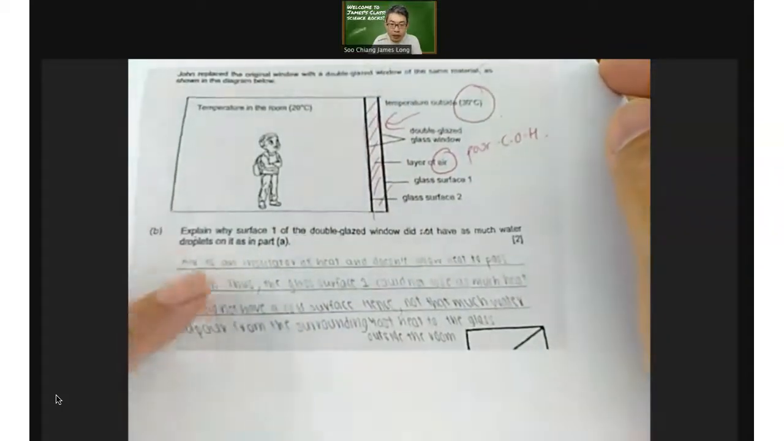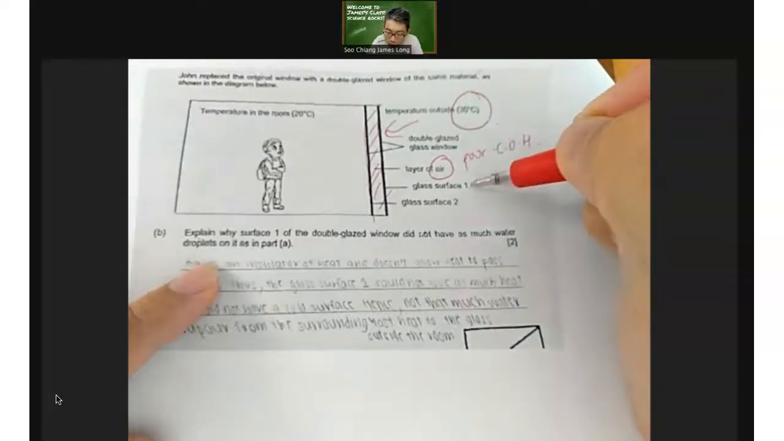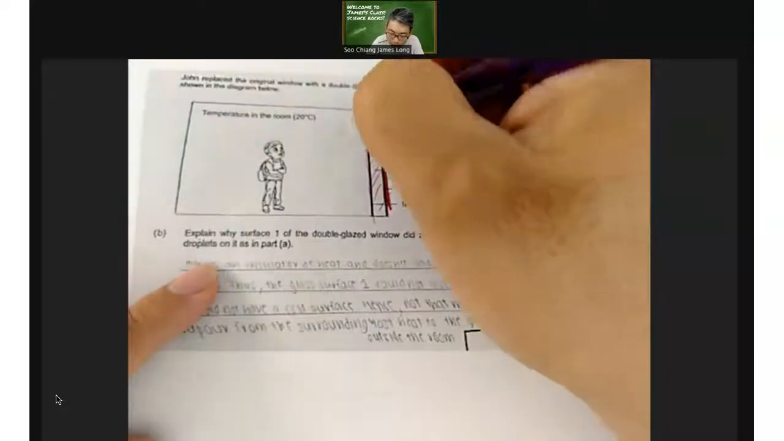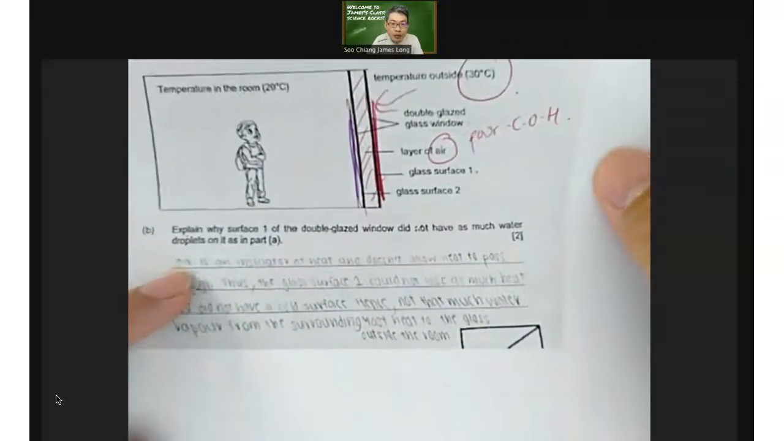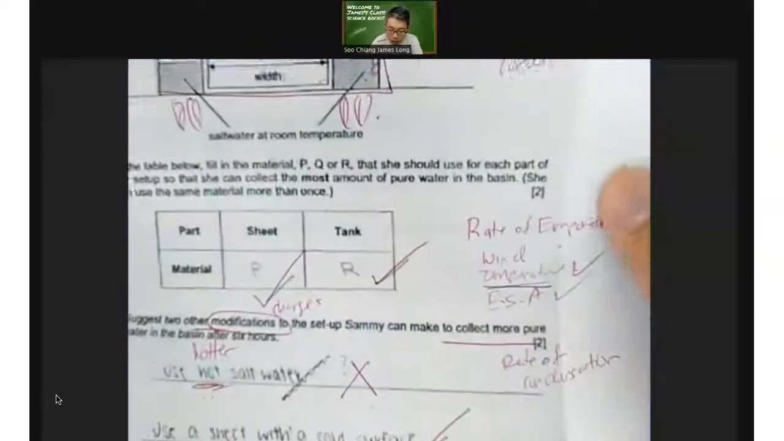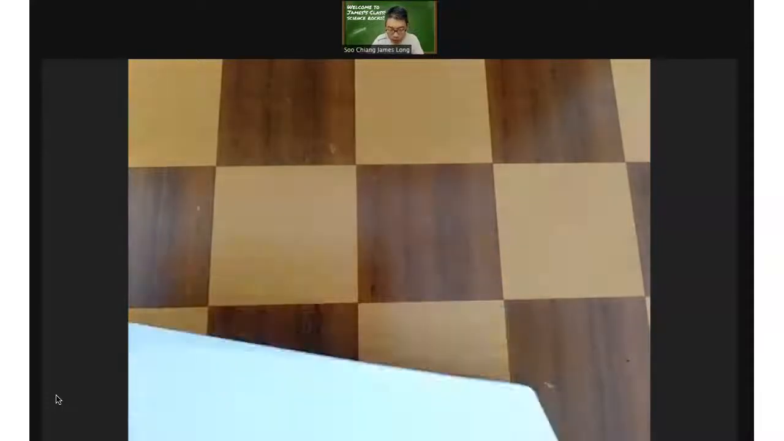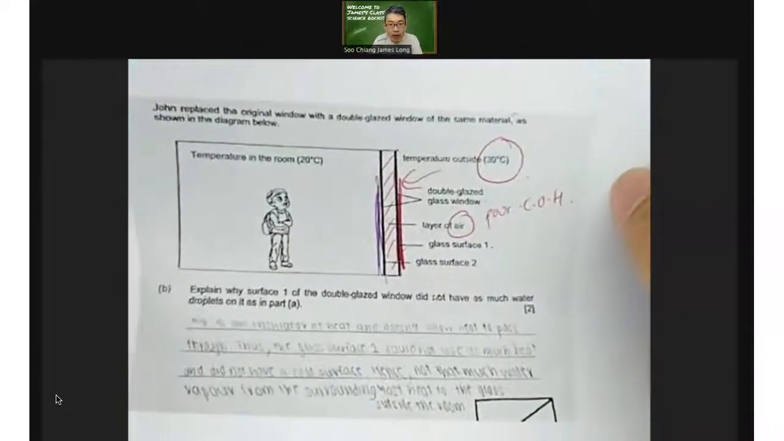So, explain why surface 1 did not have as much water droplet on it as in part A. Surface 1 is here, and surface 2 is this. Let's see what's going on. Part A. I don't quite get the connection between this and part A. This is the same person, John. It's different. I think this is a different question. I need part A to do this.